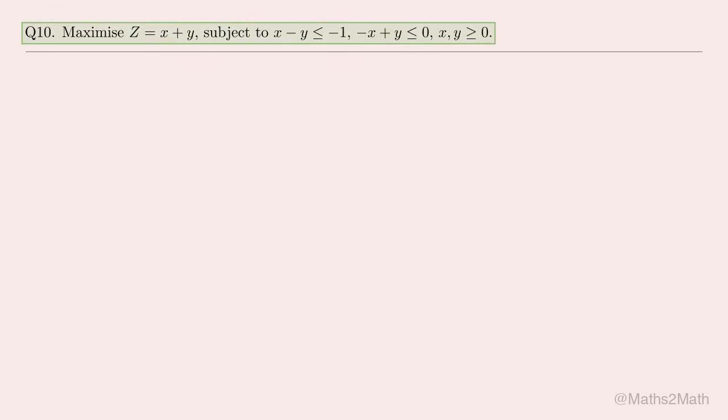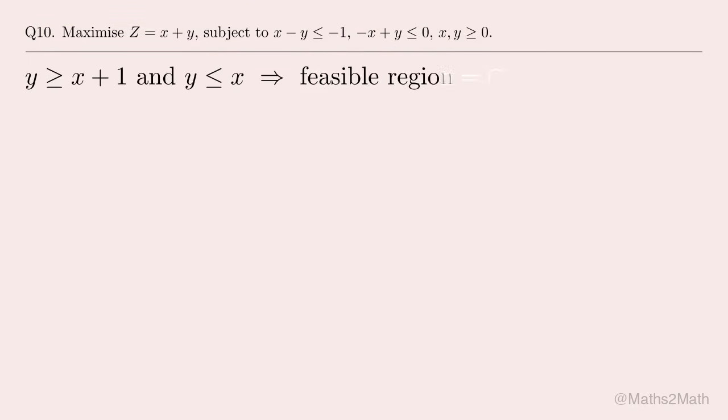Question 10, the last of the chapter. Contradictory constraints. Read the two inequalities together. The first demands y at least x plus 1, the second demands y at most x. No point satisfies both, so the feasible region is empty and z has no maximum.